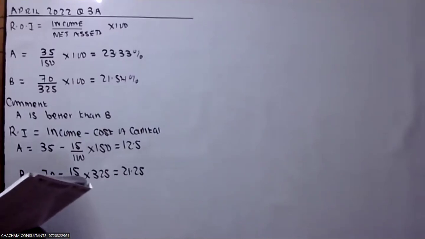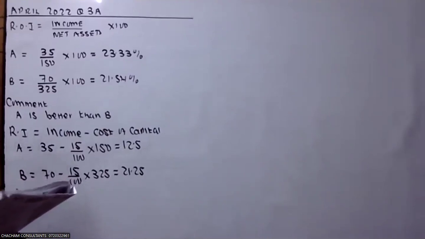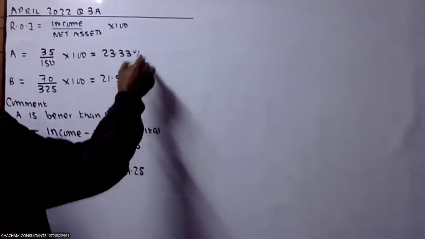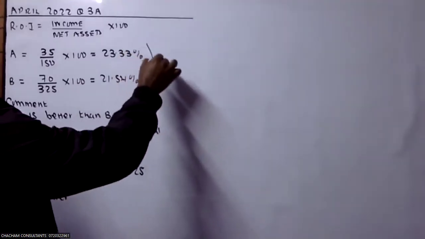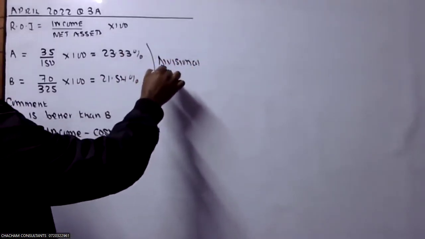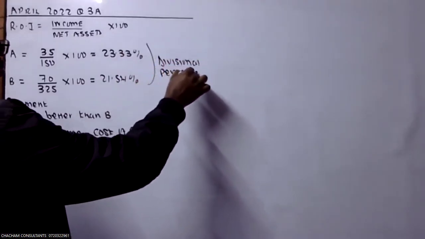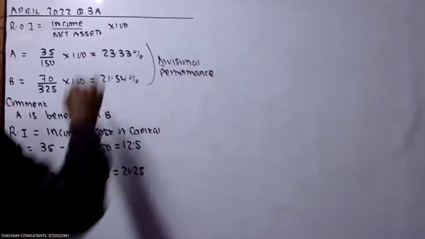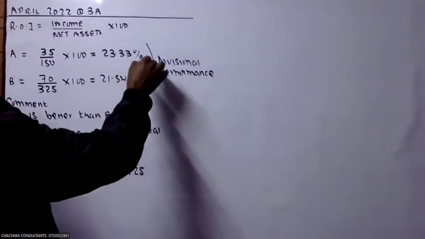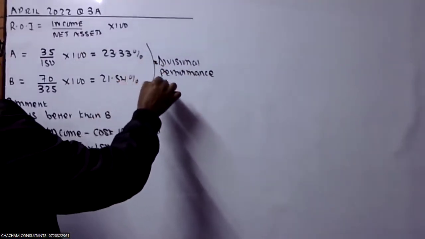Then state which method of performance evaluation would be more useful when comparing divisional performance and why. So hii ndio tumesema, this is the one that is useful for the divisional performance. If you want to measure divisional performance, you use return on investment. And tumesema because it is a relative measure.